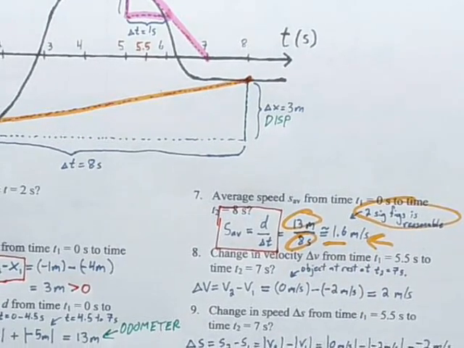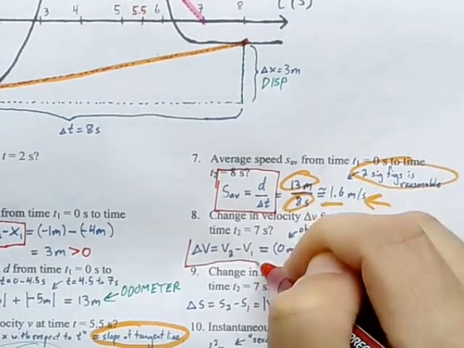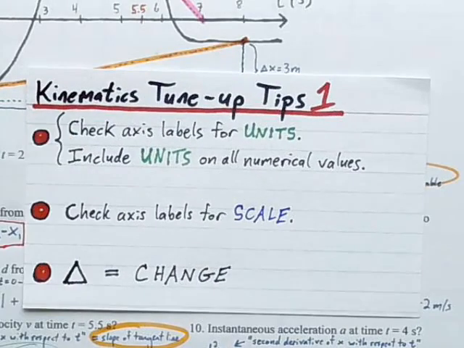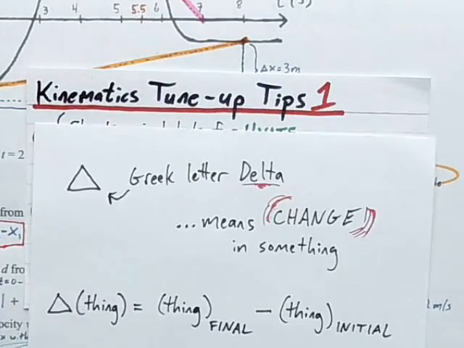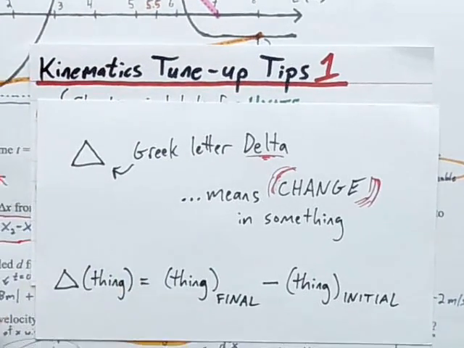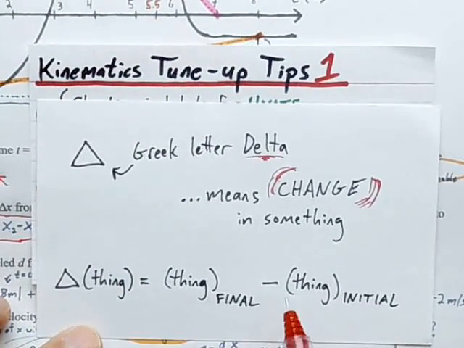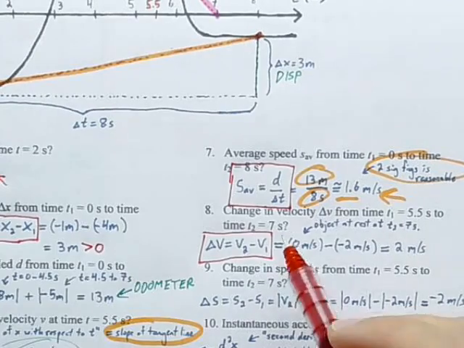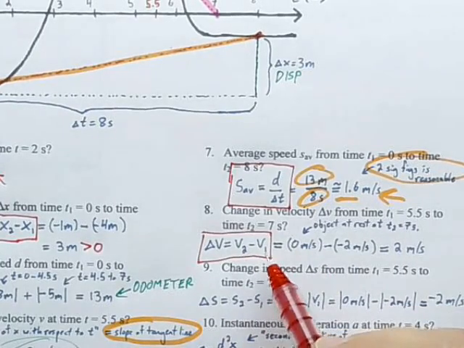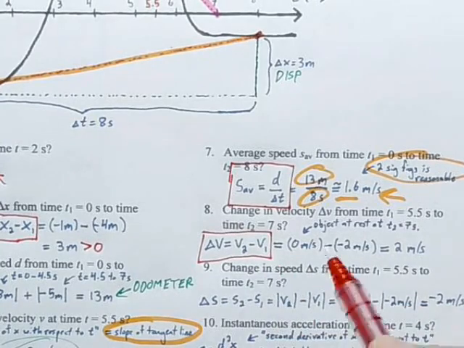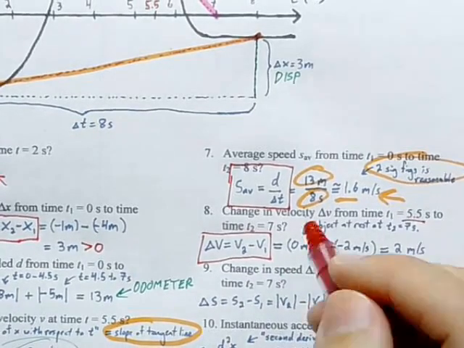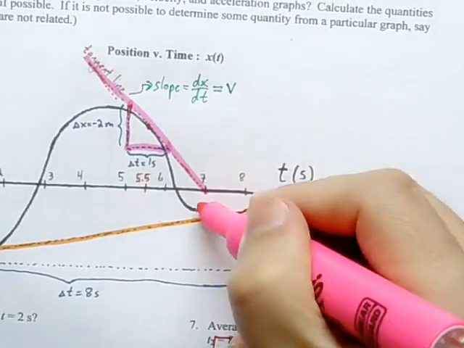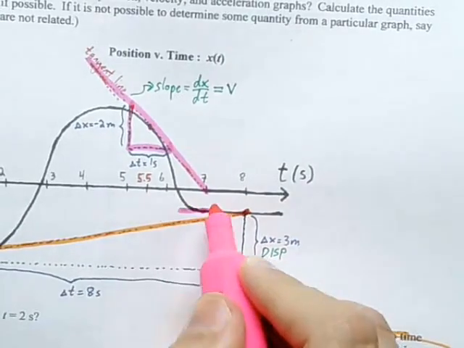Next up, change in velocity, delta V. I'm going to go back to our tips here. A change, represented by that Greek letter delta, is always the final value of the thing minus the initial value of the thing. Final minus initial. So the change in velocity is final velocity minus initial velocity. I just need those 2 pieces of information. So at 5.5 seconds to 7 seconds, let's see, 7 seconds, our final velocity. I know I can find the velocity at that moment by sketching in the tangent line, estimating its slope.